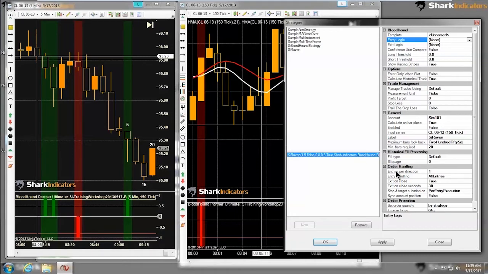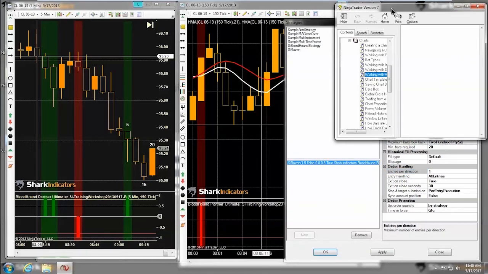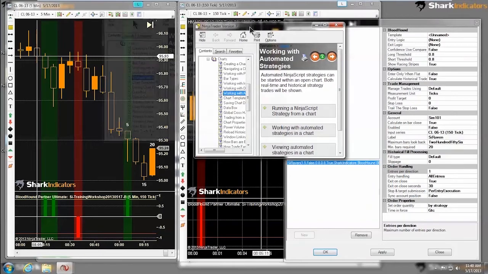And that setting is controlled here. This is a NinjaTrader feature. Basically everything below the general section here, these are all NinjaTrader settings. All of this information is available from the NinjaTrader help documentation. So what you could do is just hit F1 if you're trying to figure out what some of these settings do.